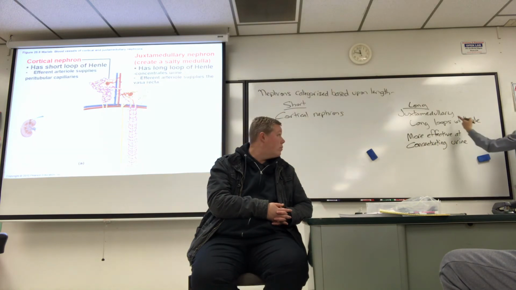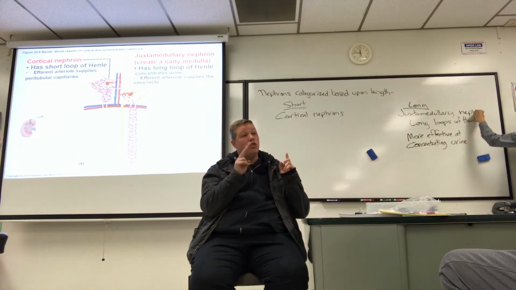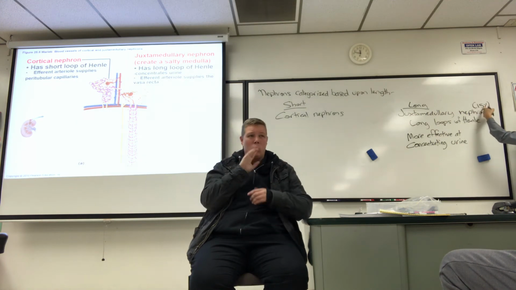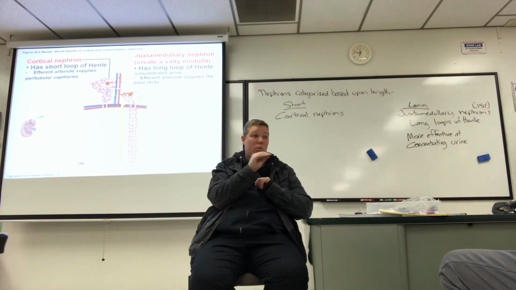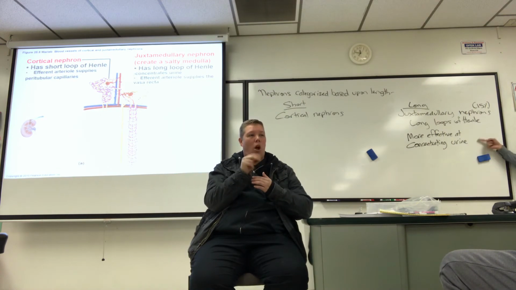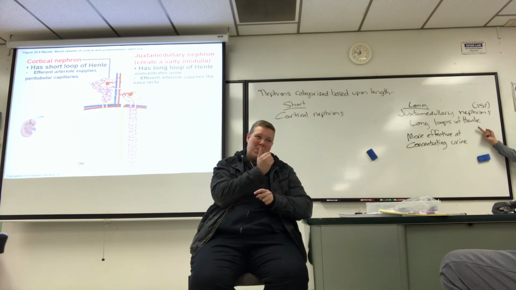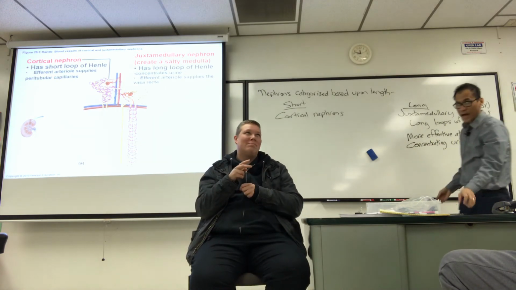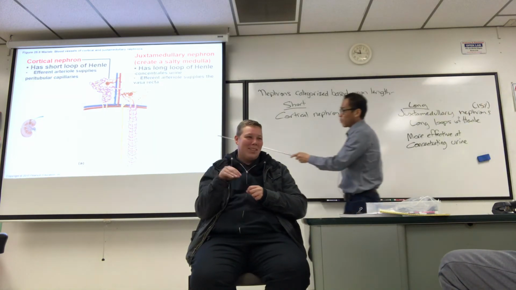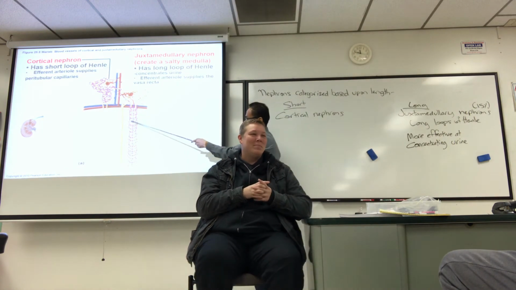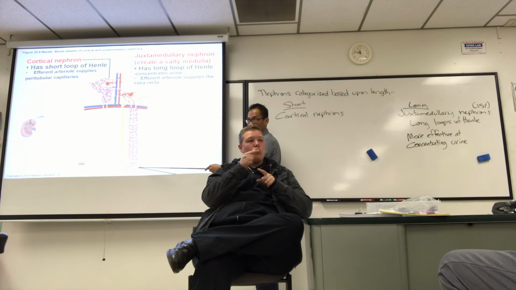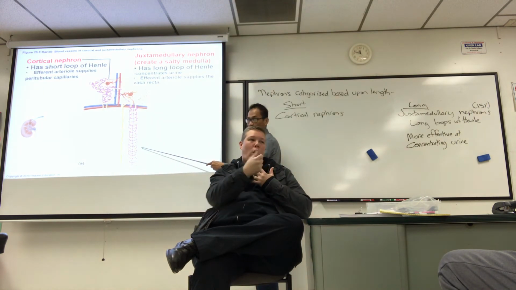Turns out the juxtamedullary nephrons only account for about 15% of all nephrons, but they have the important job of, because of those long loops, concentrating the urine better. What I'm not telling you is the medulla has this salt gradient, and when you put this long loop into a salt gradient, it's easier to pull out water by rules of osmosis. So I'll talk more about that later.